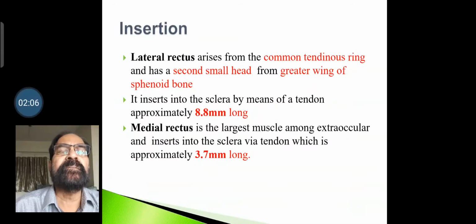Then we go to lateral rectus. Lateral rectus arises from the common tendinous ring, and also it has a second small head from the greater wing of the sphenoid. It inserts into the sclera by means of a tendon approximately 8.8 millimeters long. Medial rectus is the largest muscle among the extraocular muscles and inserts into the sclera via a tendon which is approximately 3.7 millimeters long.